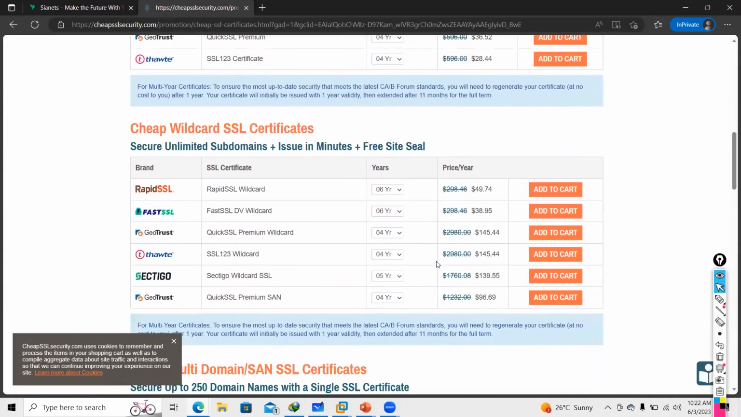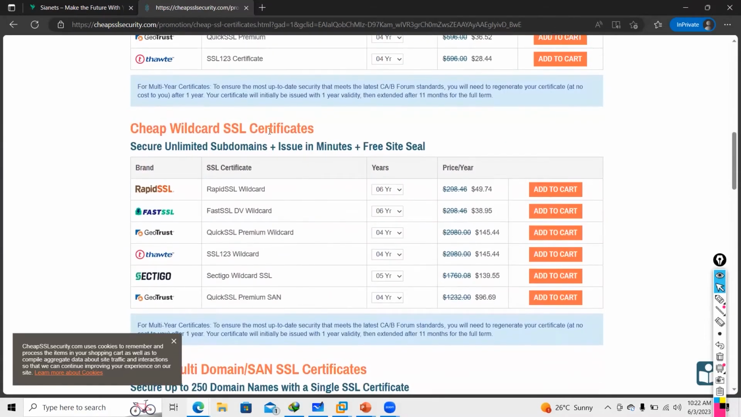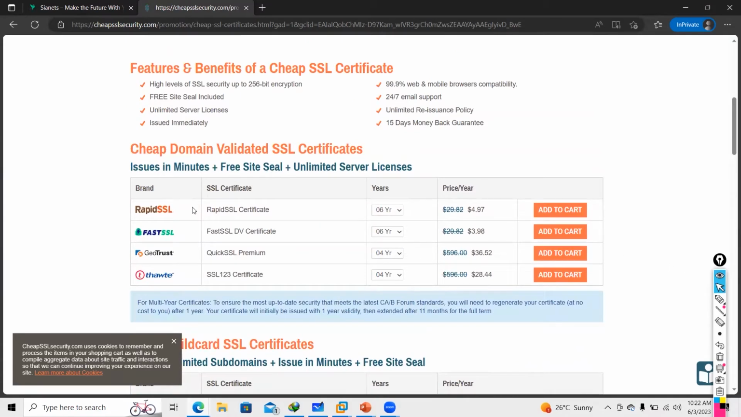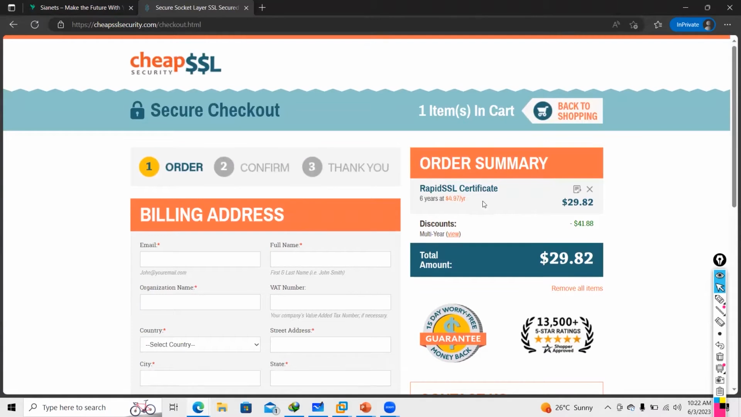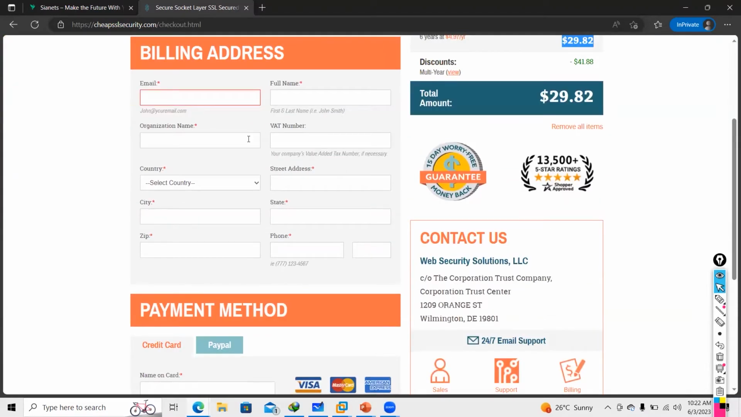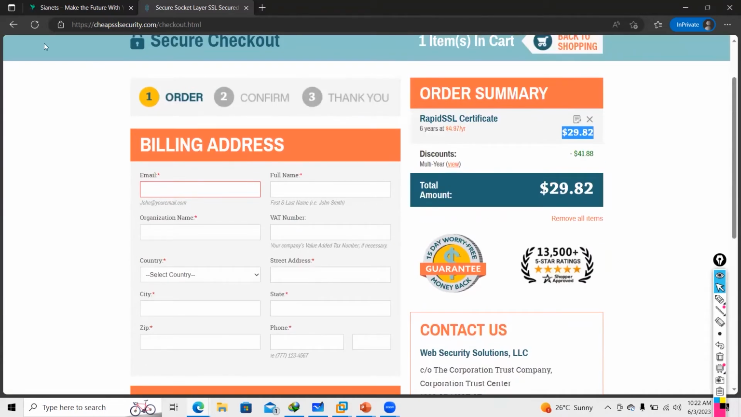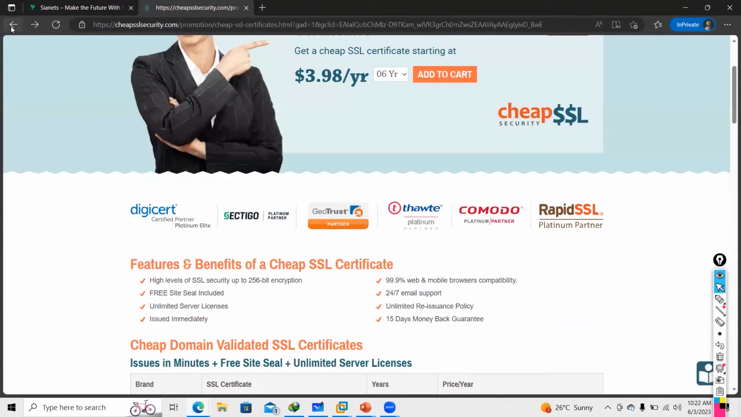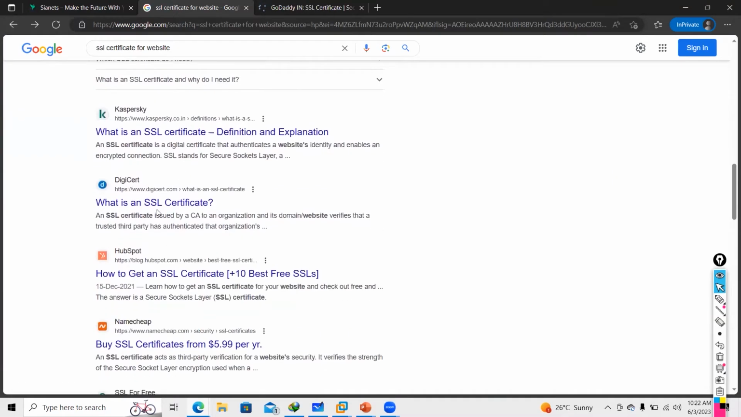Can you see this? It will give you the details of which certificate you want. Whether you want a wildcard certificate, you want a domain certificate. See here. There are different websites which come into the picture. So you will add this to the cart. Here it will give you, can you see this? 6 years. I'm getting a 6 years certificate for $29. So here I will enter my organization name, my email ID, payment method, and then I will get a certificate. So this is your certificate authority which is issuing it. Many websites are there. GoDaddy is there. DigiCert is there.